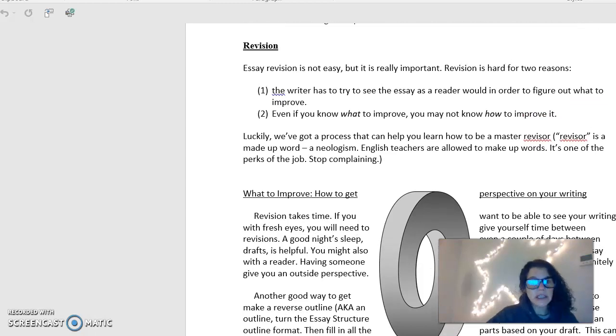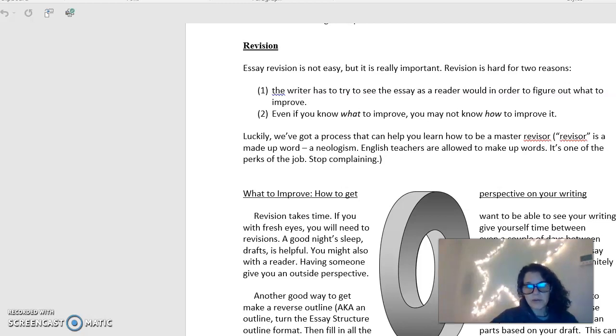But revision is really, really important. It is the biggest part of writing. Writers revise everything that they write. Nothing ever comes out correct the first time. So revision is a really important skill to learn. You'll need it in this class and you'll need it in English 101. So do not think you can skip the revision part of writing. You cannot. In fact, you should spend more time revising than you spend drafting.